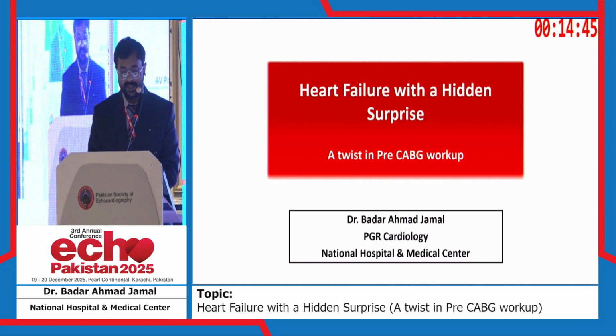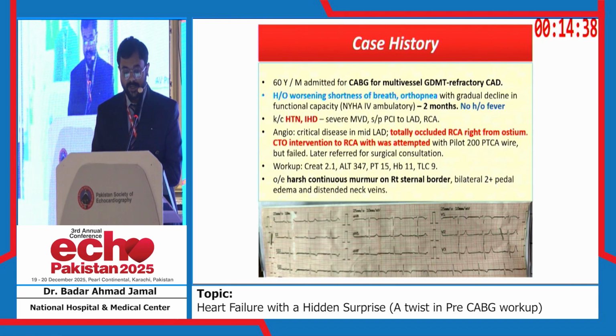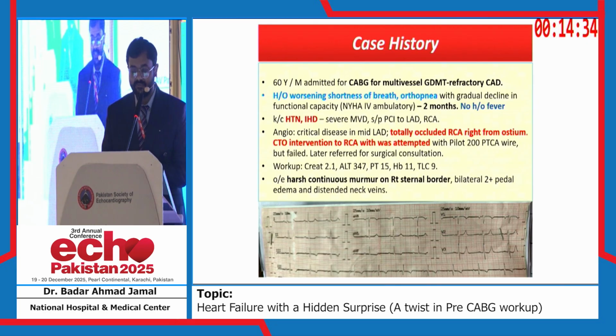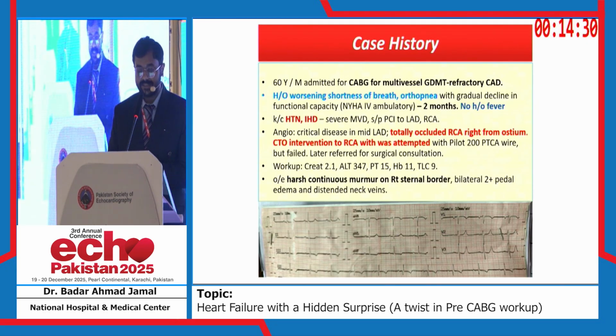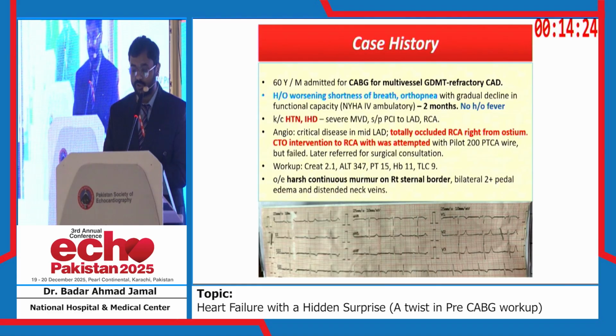Heart failure with a hidden surprise that was revealed in pre-CABG workup. So let's look into the history. He was a 60-year-old male who was admitted for CABG for multivessel GDMT-refractory coronary artery disease. He has a history of worsening shortness of breath, orthopnea, with gradual decline in functional capacity for the past 2 months.